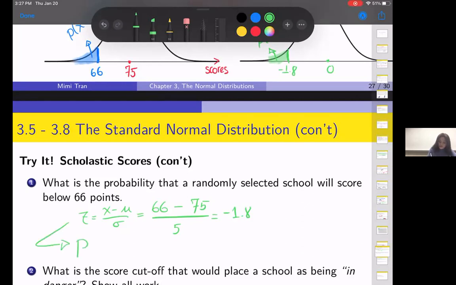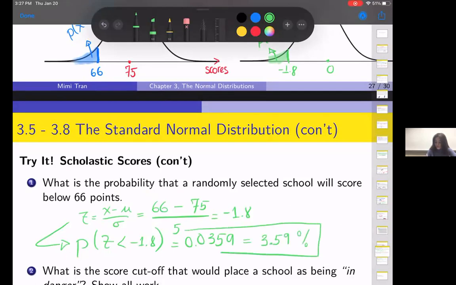So from here, P of Z less than negative 1.8. At this point, I assume that you are okay with looking up on the table. I'm not going to go back and forth to the table anymore. 0.0593 something. I just need 4 digits, so I'll stop here. So it will be roughly 3.59%. So roughly 3.6% of the students score 66 and below. Not bad.